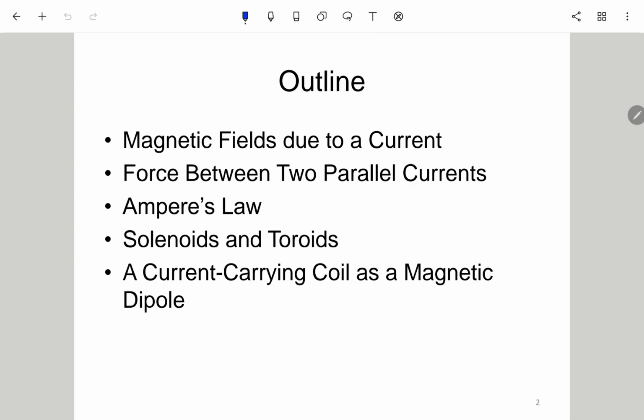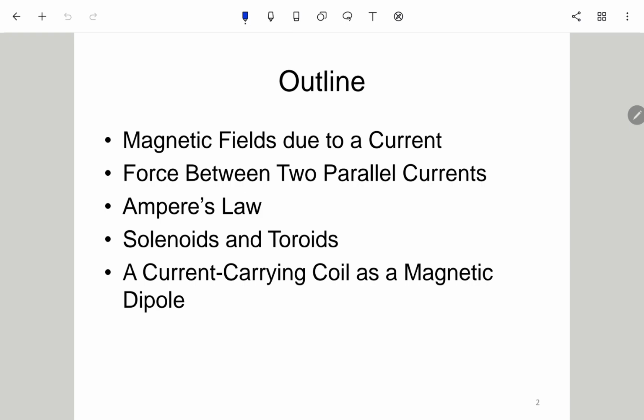And then we will talk about Ampere's law. So Ampere's law is actually one of the laws in the Maxwell equations. The last one we learned is Gauss's law, and then next is Ampere's law, and then the next one is Faraday's law. We will learn Faraday's law in chapter 30. So these laws are quite important.